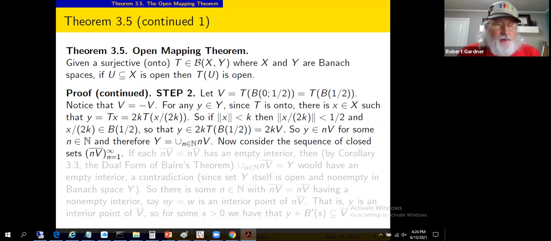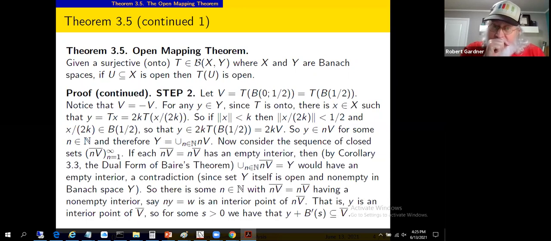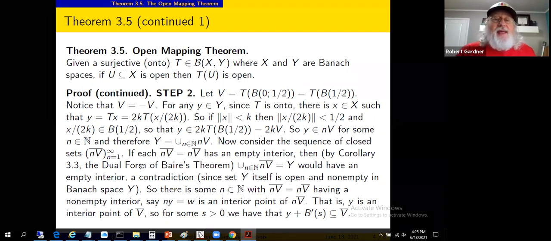And we're going to use something related to Baire's theorem, actually the dual of Baire's theorem. All right, if, and this is a big if, in fact, it's wrong, if each closure of nV, which can also be written as n times the closure of V, has an empty interior, then the union has an empty interior. Corollary 3.3, the dual form of Baire's theorem.